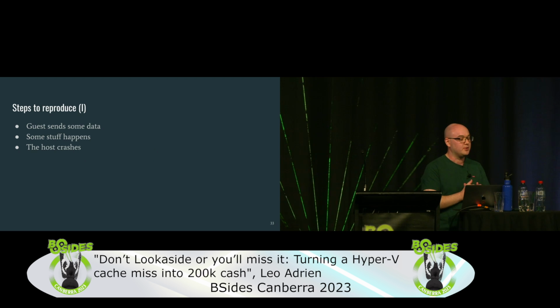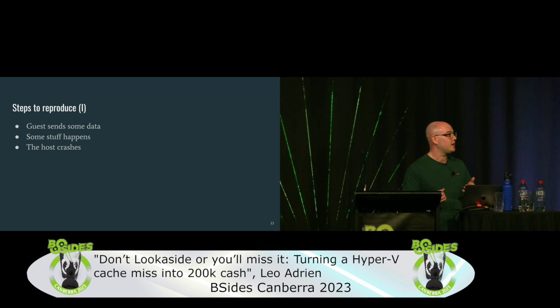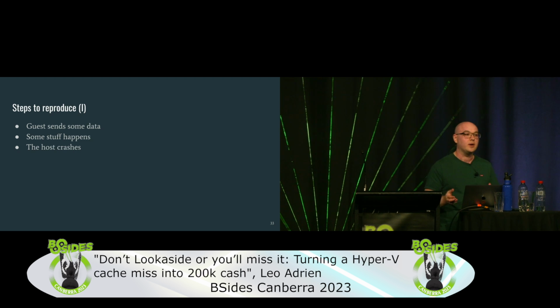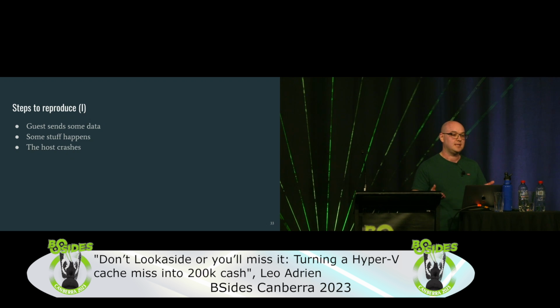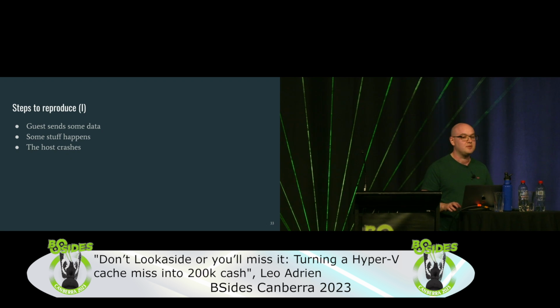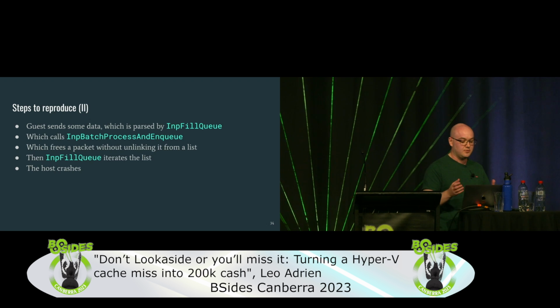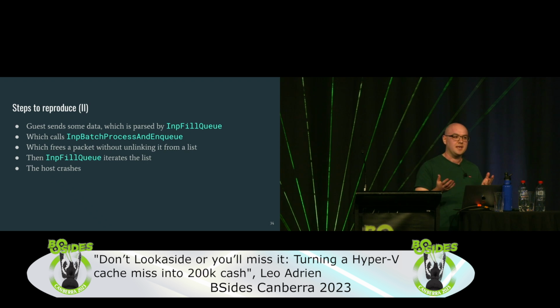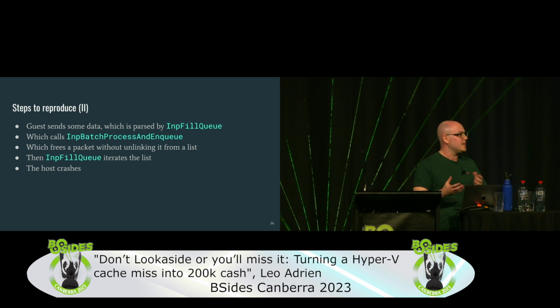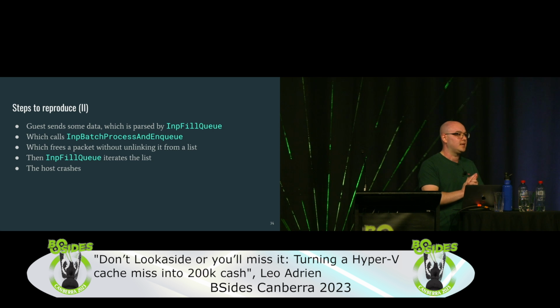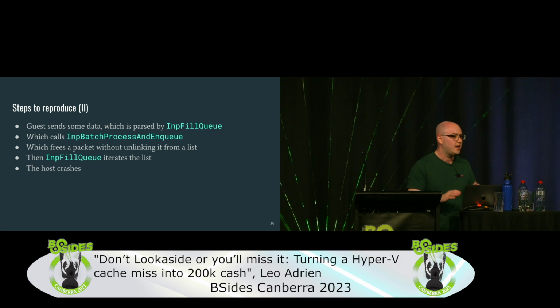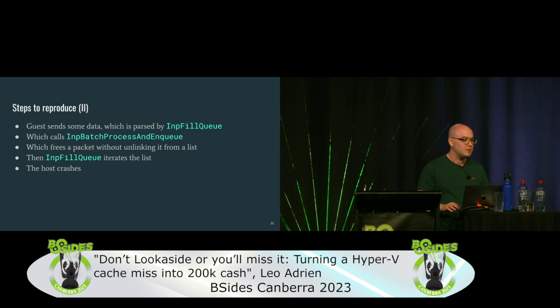But one thing I find really helpful is to start to document assumptions with this stuff. Okay, well, how does this actually work? What's going on? Starting at a really simple level, the guest is sending some data, some stuff's happening, and then the host is crashing, right? From the little bit of triage I've done, I can see some functions. I think what's happening is that this input fill queue function, which I'm guessing is reading stuff from the guest, is calling this input batch processing and queue function, and that one seems to be doing some freeing. Then input fill queue gets control back again and iterates this linked list, and one of the links is freed, so it crashes, right? I can start to see where this logic might be happening.